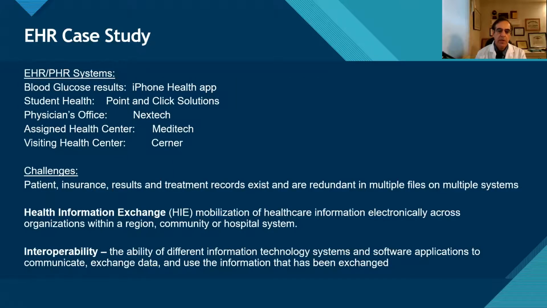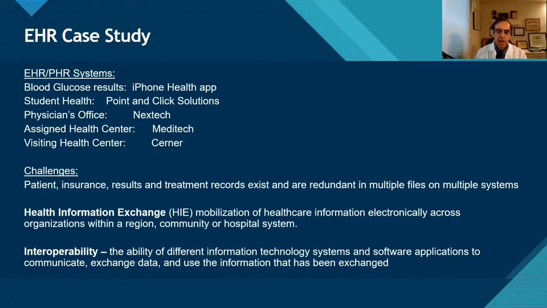Now, if we look at this patient's electronic health records, their medical data, we see that blood glucose results were recorded on an iPhone app. The student health service, where the patient got their influenza vaccine, uses a different system called Point and Click. And the physician's office has an EMR, EHR system called Nextech. And where the patient is assigned at home, at their medical center, they use the Meditech EHR. And at this visiting health center where there was a slip and fall and the patient was taken to the emergency department, they use Cerner. So you see the challenge here. The patient has all kinds of health records, medical records that are disparate across many systems.